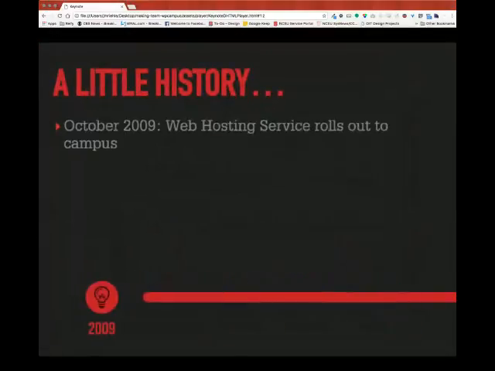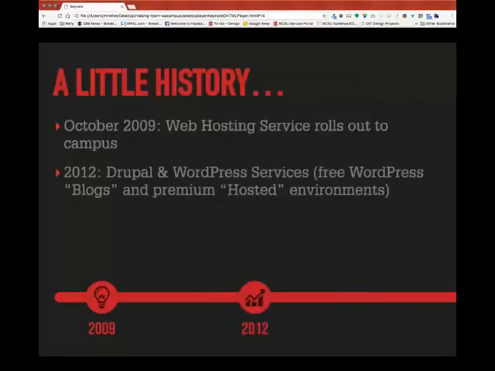We got WordPress on our campus back in 2009. Or actually, that was when we first started with web hosting. So we had a cPanel environment that people could sign up for, and that was brand new for us. And what we found was that there were a lot of people who created sites and didn't necessarily know what to do with them, didn't know enough about WordPress or Drupal, because you could install either in our web hosting service, and they needed some help.